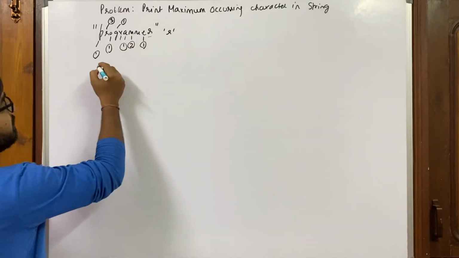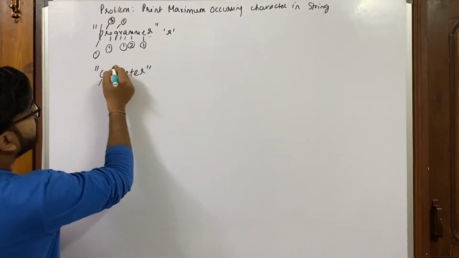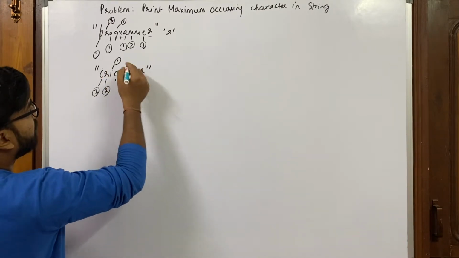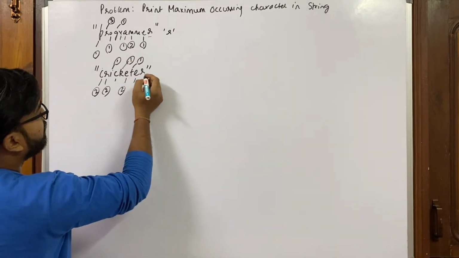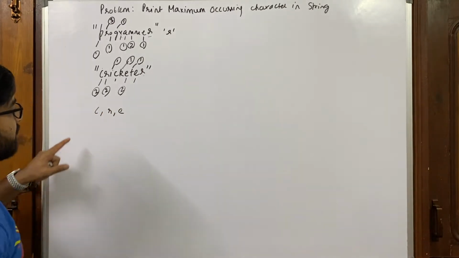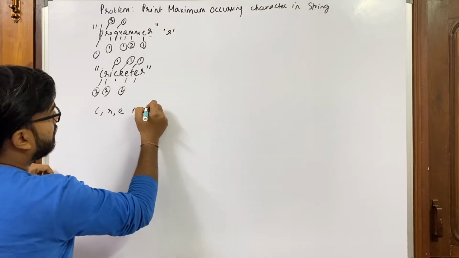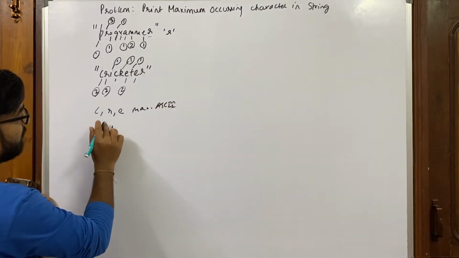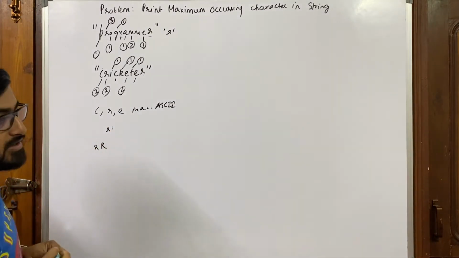Taking another example, I take the string cricketer. So C occurs twice, R occurs twice, I occurs once, C already counted for, K occurs once, E occurs twice, T occurs once, E already counted for, and R already counted. So I have C, R and E all occurring twice. So how do I break ties? In my case, I print the character with the maximum ASCII value. So in this case, it would be lowercase r. And in our case, comparisons are case sensitive, so lowercase r and uppercase R are treated separately.